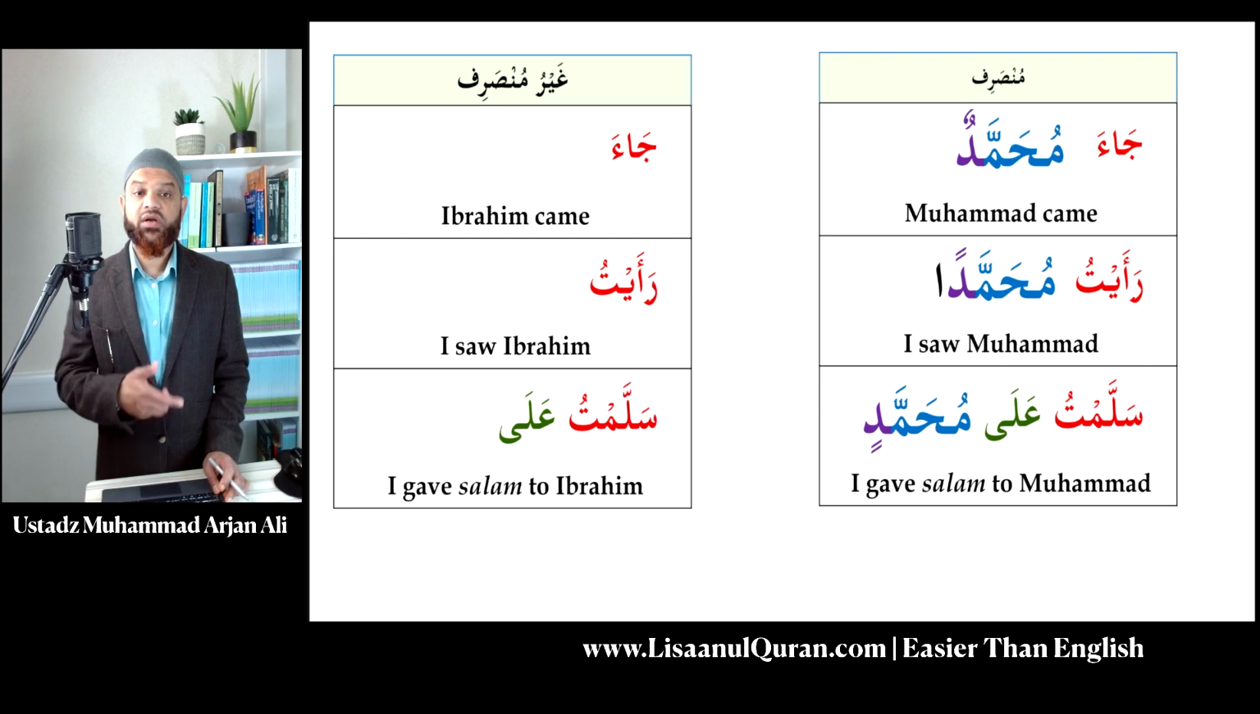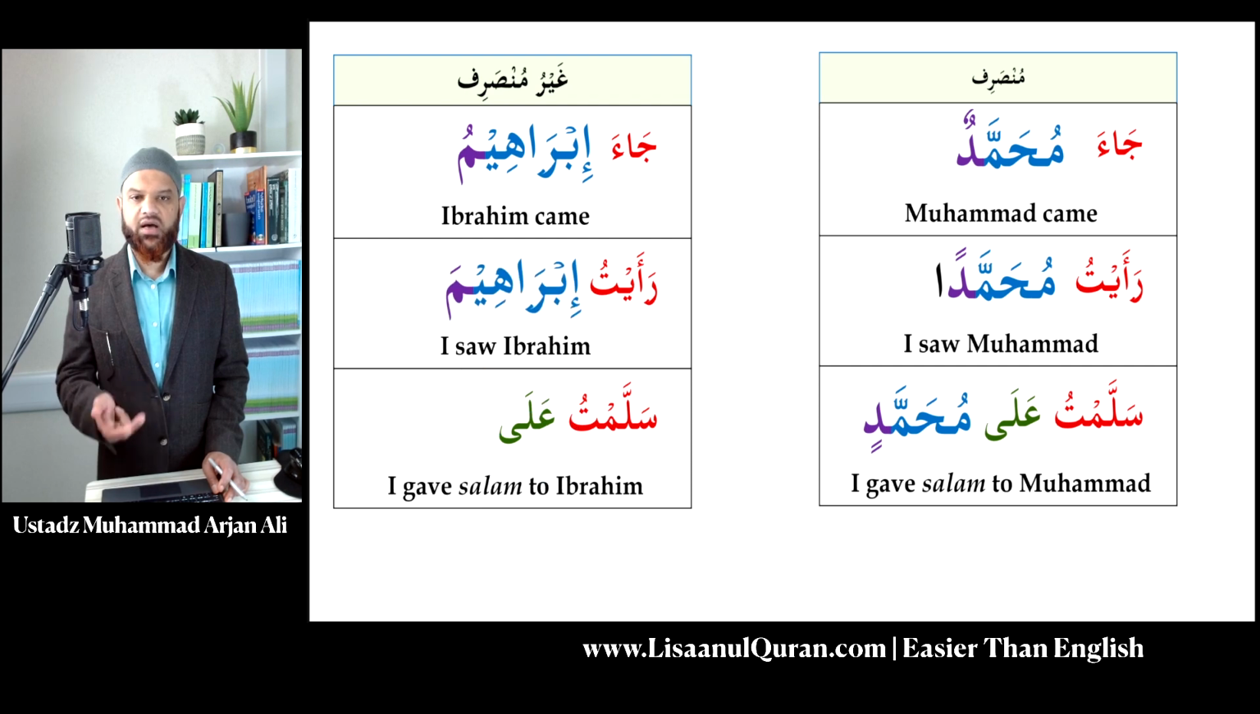So what happens with the word Ibrahim? Ibrahim came. Ja'a Ibrahimu. I saw Ibrahim. So it needs to be the object, has to be nasab. Ra'aytu Ibrahima. I gave salam to Ibrahim. So it's coming after a word like ala. What happens? Sallamtu ala Ibrahima.